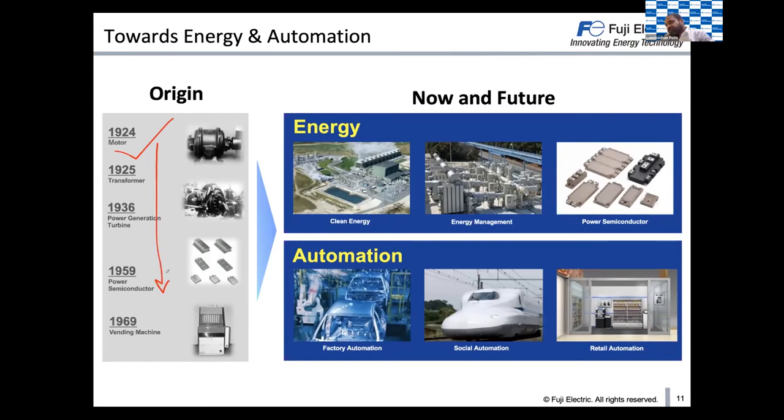Today, we are one of the largest manufacturers of semiconductor devices in the globe. And then we started doing some vending machines also in Japan. But today, when you look at Fuji Electric globally, we talk about two key parameters, energy and automation. When I talk about energy, we talk about all the energy optimizations, the power management techniques we discussed earlier. And when you talk about automation, we talk about factory automation, retail automation, and social automation.